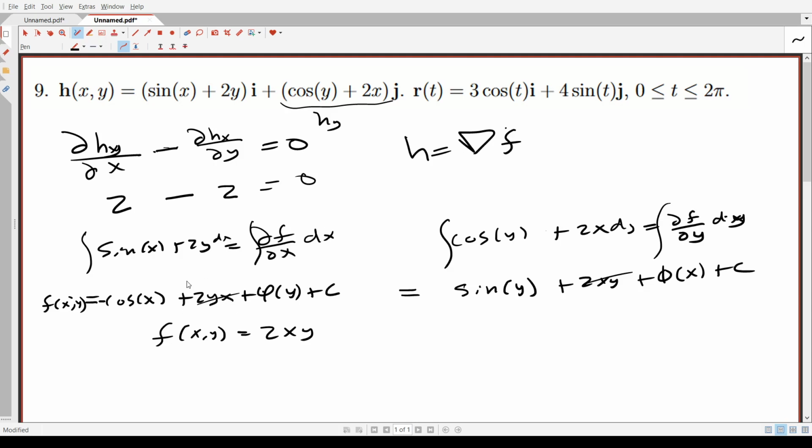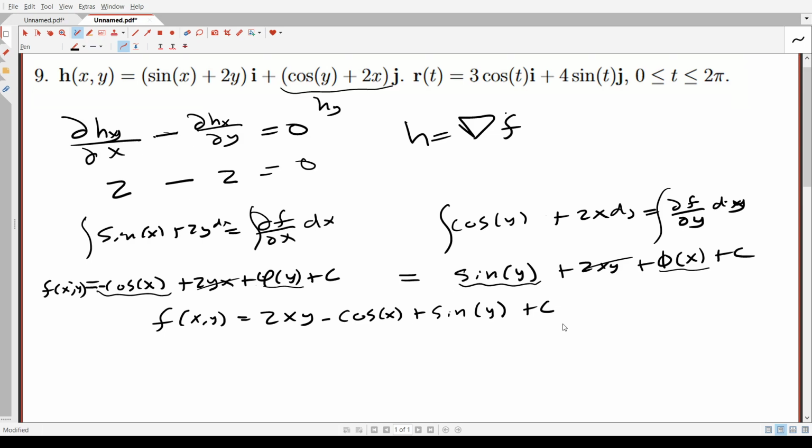Then I do all the stuff involving only x. I look over here. All the stuff involving only x is just the cosine term, minus cosine of x, plus sine of y. That's my stuff involving only y, plus a constant. So that's my potential function.